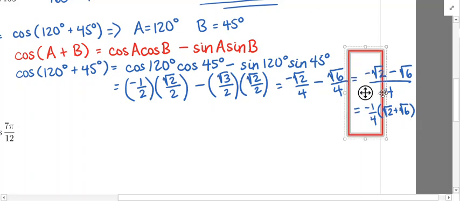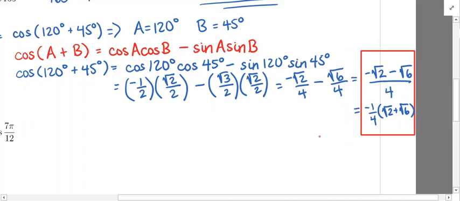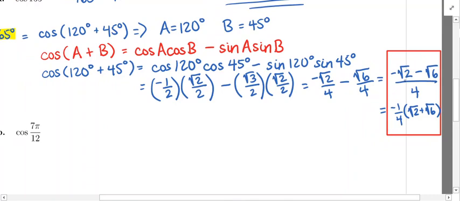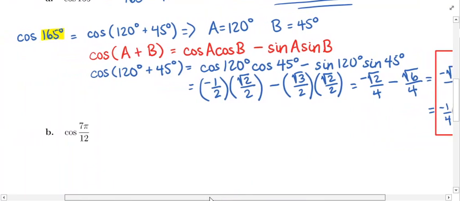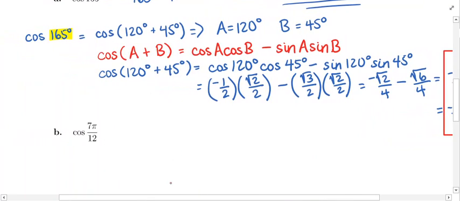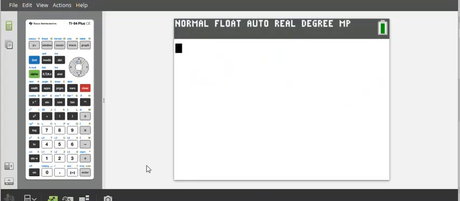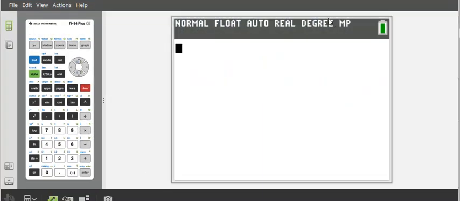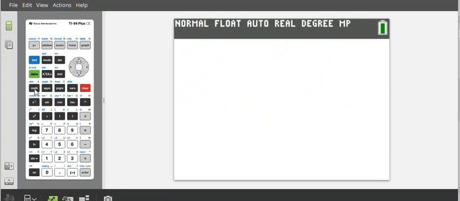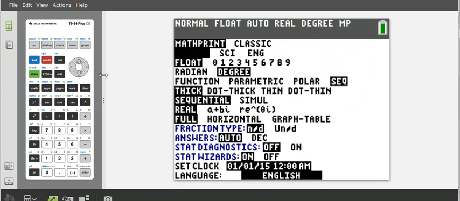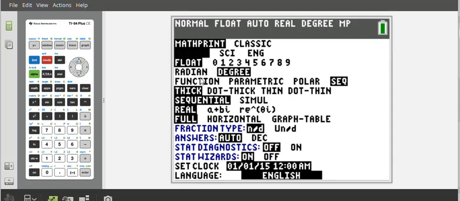The great thing about doing this is, you do need to be able to do this without a calculator, but if you're doing homework or something, you can check yourself. I can plug in these values that I got and make sure that it matches the decimal expansion for the cosine of 165 degrees. So for example, I'm going to go to my calculator. Make sure your calculator is in degree mode. You can see right here mine is. If yours is in radian mode, you need to go to mode and toggle between the radian and degree mode.